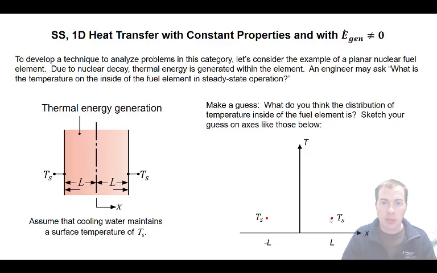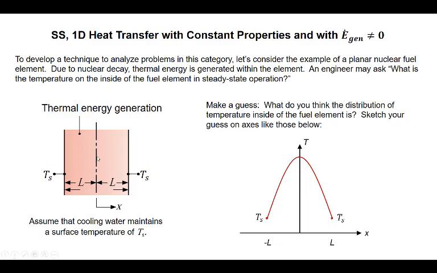Here is one possibility. Perhaps your sketch looks something like that of my own. I imagine that the generation of thermal energy within the fuel element causes the temperature on the inside of the fuel element to be greater than that at the surface. One may not expect it to be linear in this case. Maybe one did. We will find out.